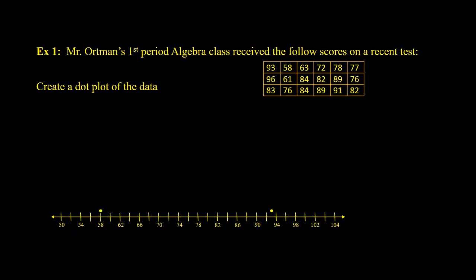Then I'm going to plot 58, 63, 72, 78, 77. That finishes off the first row. And I'll just keep doing this for all 18 data points. So we'll just go ahead and plot the rest up here. And finally, 82. And there you go, that's the dot plot. Now we could space this a little differently. We could count by 2s or by 5s or something and stack them on top of each other more. But that's just your basic dot plot.